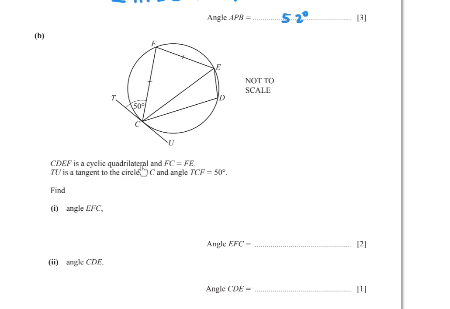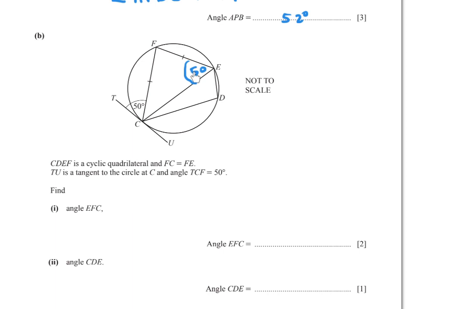2(b), CDEF is a cyclic quadrilateral, and FC equals FE. TU is a tangent to the circle at C. The angle TCF equals 50. Find angle EFC. We need to find this angle. Now we have TU tangent and this chord and this angle 50. So this angle FEC equals 50, by the alternate segment theorem, because the angle between tangent and chord equals the circumference angle on the chord from the other side.